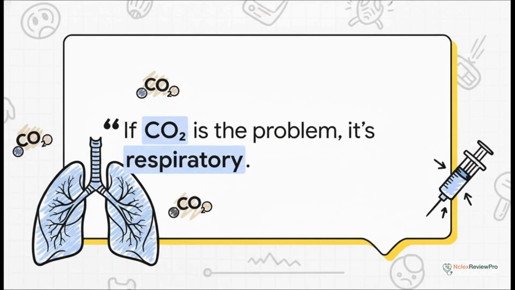This is your money phrase. In an ABG question, if the PaCO2 is the number that's out of whack and it explains the change in the pH, you're dealing with a respiratory issue. It's really that simple. Find the CO2 and see if it's the culprit.